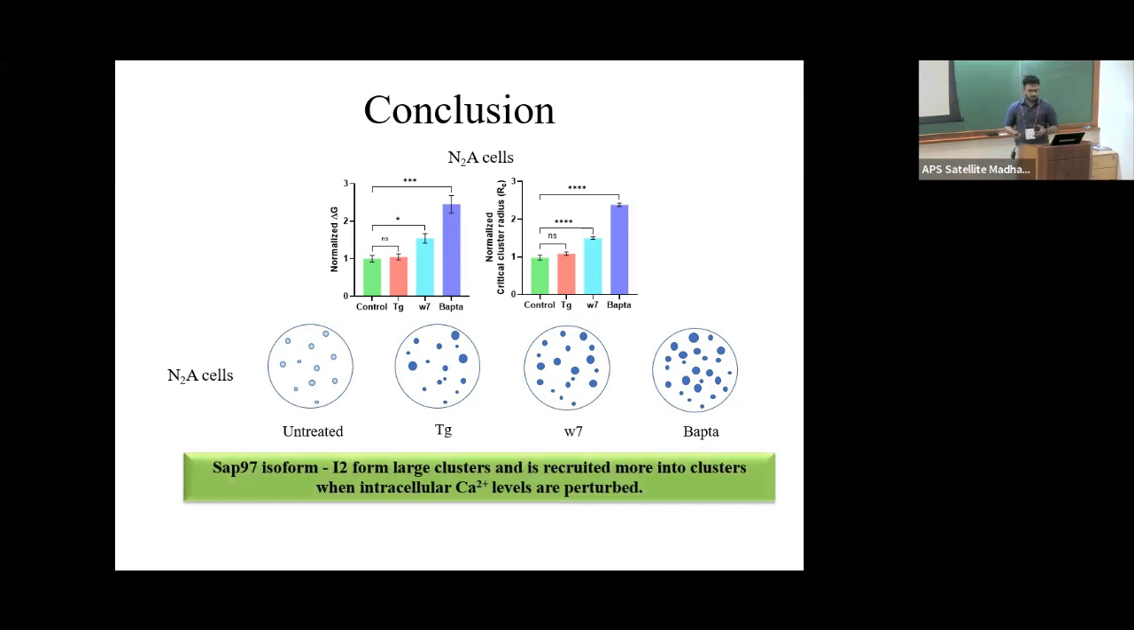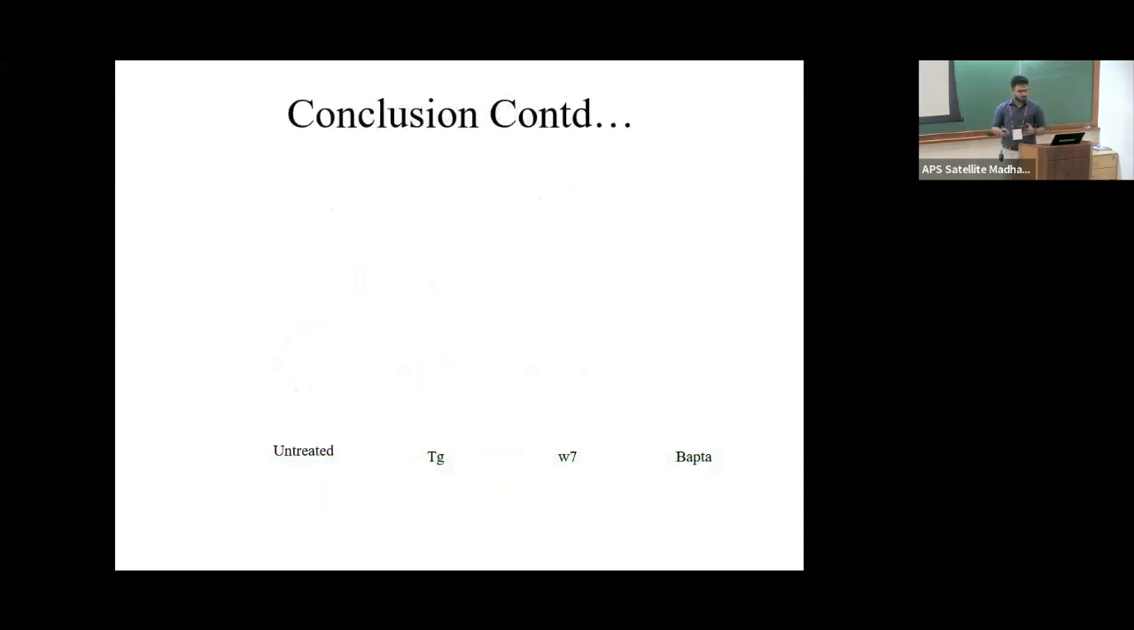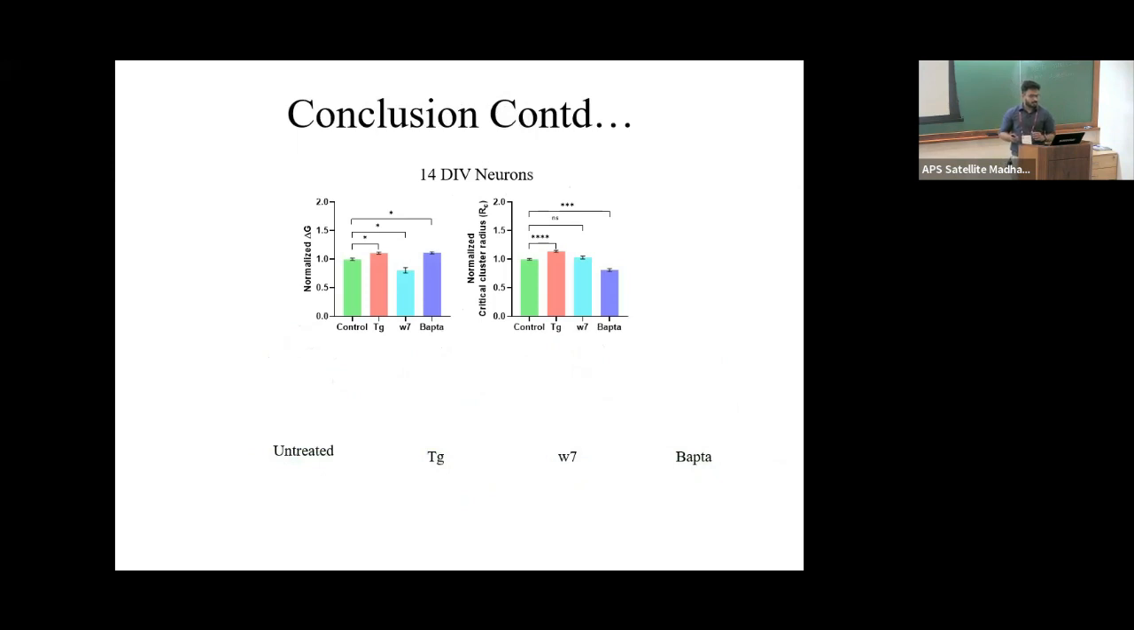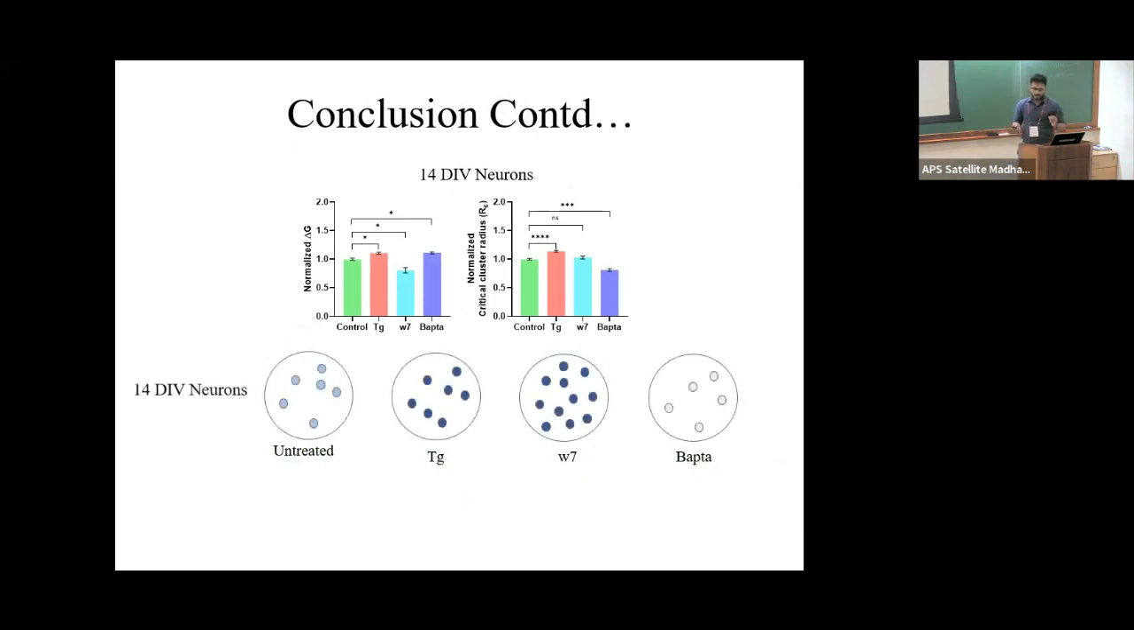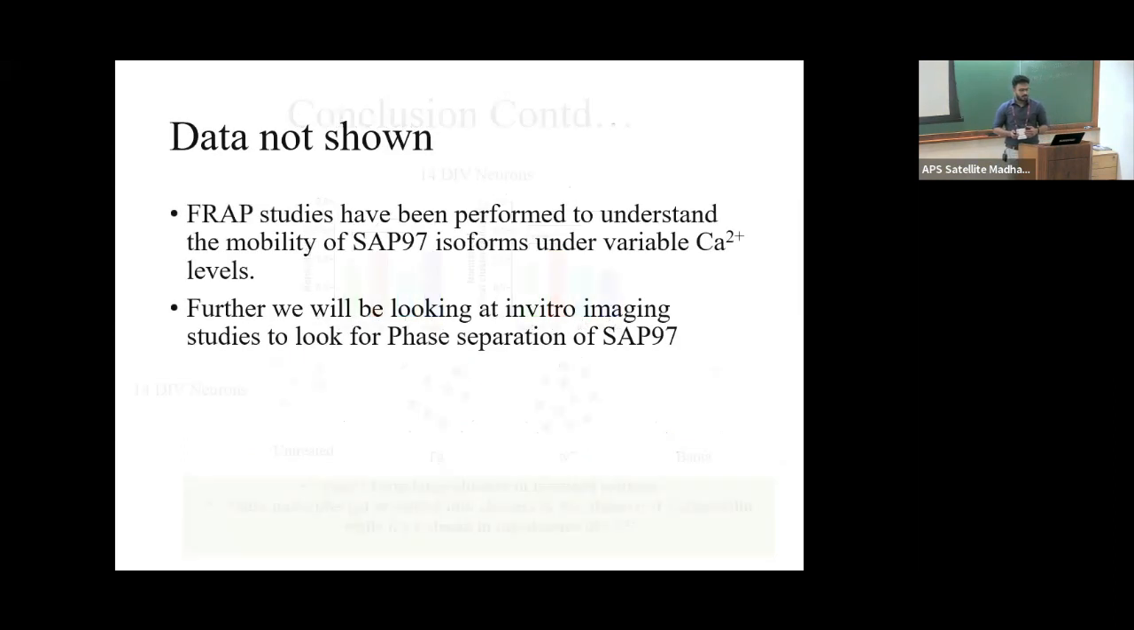and also coming to the neurons, we could see that when the calmodulin was blocked, we could see more recruitment of molecules, and when the intracellular calcium was reduced, we could see a diffusion, or the retraction of molecules from the clusters to the diffused medium. And we also did FRAP studies to understand the mobility of the molecules inside the cells with variable calcium levels, and the data is not shown.